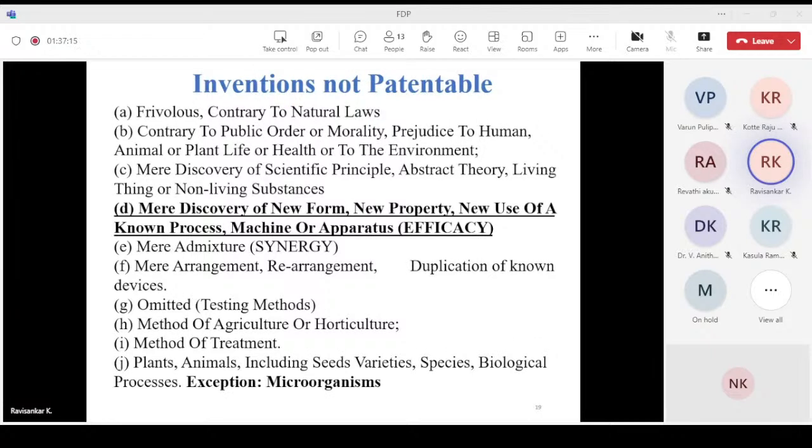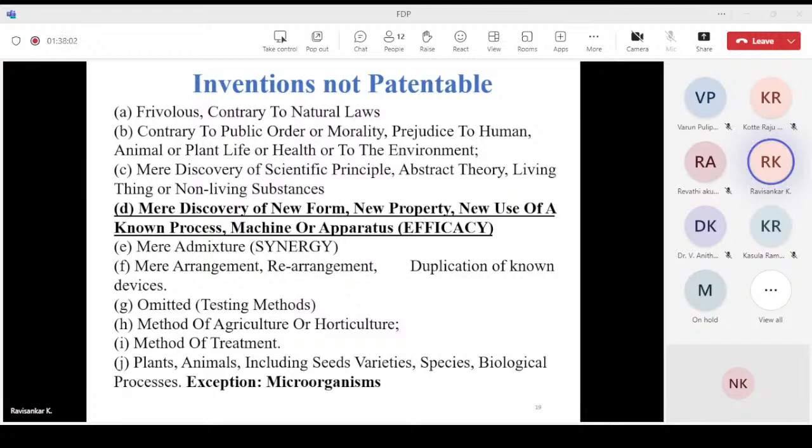Some inventions are not patentable in India, such as those which are frivolous, contrary to natural laws, contrary to public order, and mere discovery of scientific principles, living things or non-living things. So living things and non-living things are not patentable. Then there is mere discovery of a new form or new property or new use of an already known process, machine or apparatus. If you take an aspirin tablet for pain relief and say it is used for a different indication, then it is not patentable.